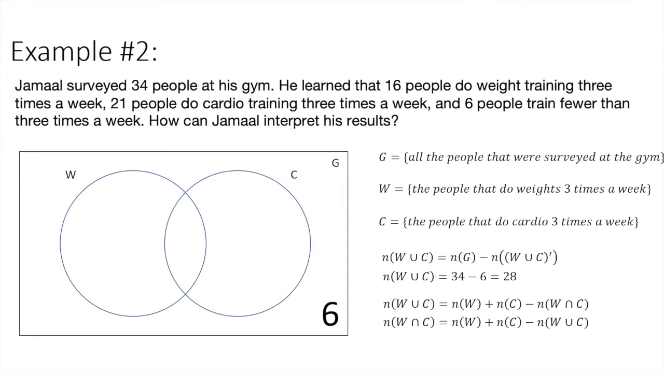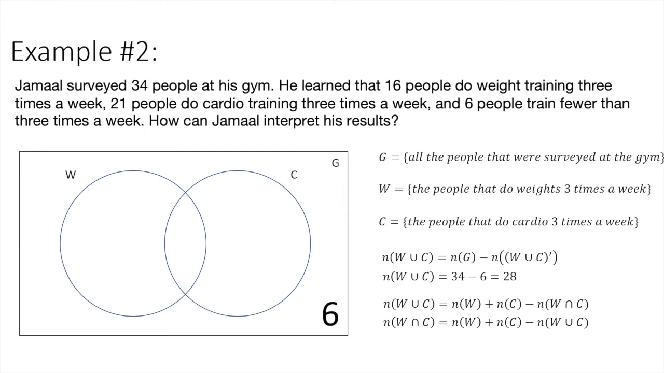So it's clear that we're basing our results on this 3 times a week idea. So I'm going to set up my sets to approach this idea. I'm going to let G be all the people that were surveyed, W be all the people that do weights 3 times a week, and C be all the people that do cardio 3 times a week.